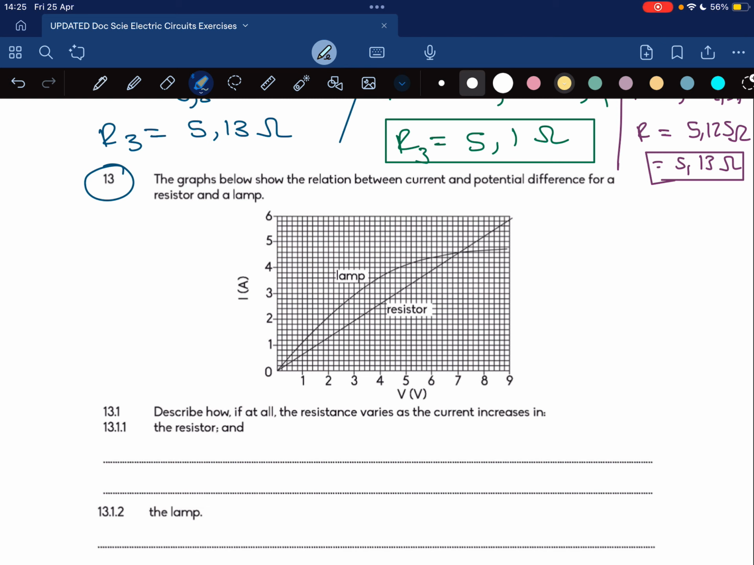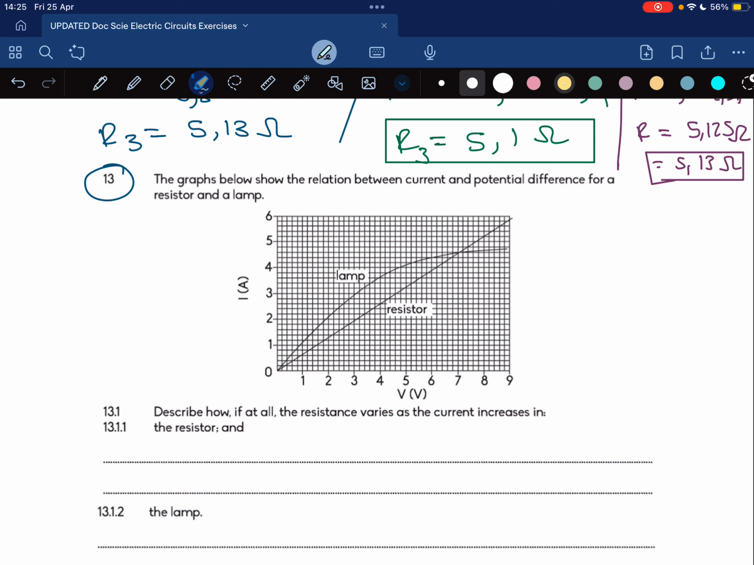Okay, so starting with question 13, it says the graphs below show the relation between current and potential difference for a resistor and a lamp. What I would recommend that you do here is to just take your highlighter and highlight the two different graphs, so that it's a little bit easier for you to pick up on the relationship between the two. The resistor is the one that is a straight line and the lamp is the one that is doing the curve.